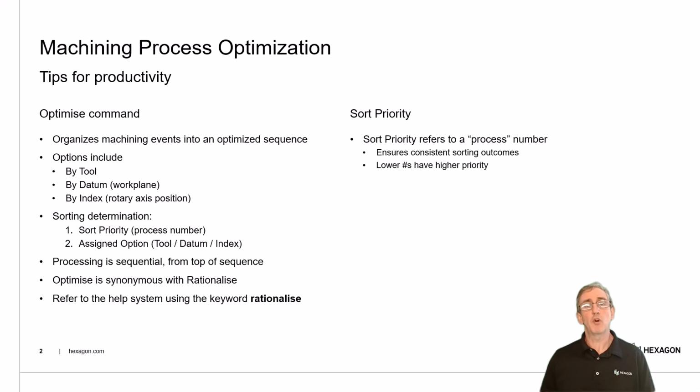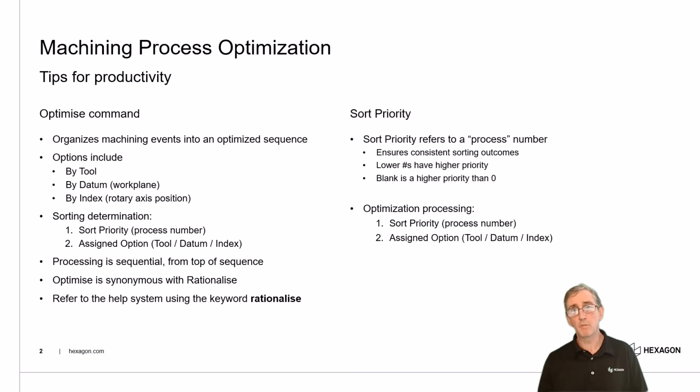Now, what about sort priority? Well, sort priority is kind of the magic ingredient that influences optimize very heavily. It's a process number, and the lowest number will be the highest priority within the process. And by the way, if we leave sort priority blank, that actually has a higher priority than the lowest number. So those are important things to keep in mind, and we'll be showing an example of how this plays out in just a moment. And again, tying back, this isn't a mistake. We're saying the same thing in both columns.